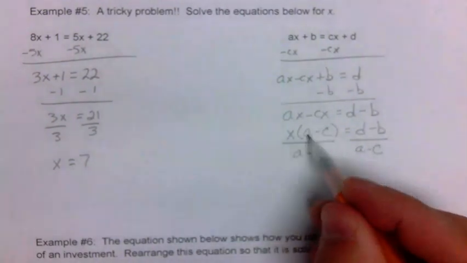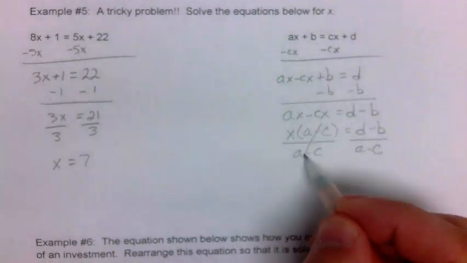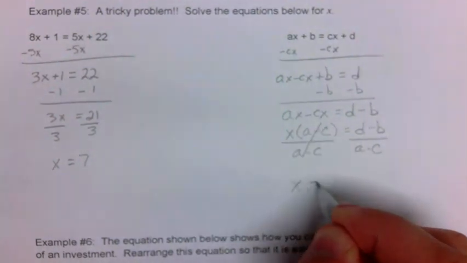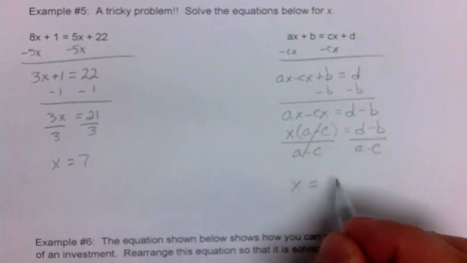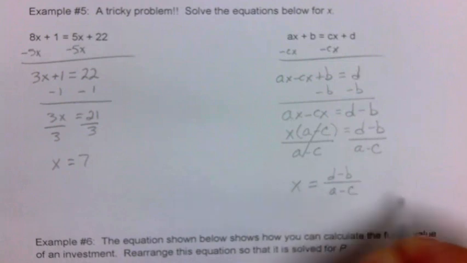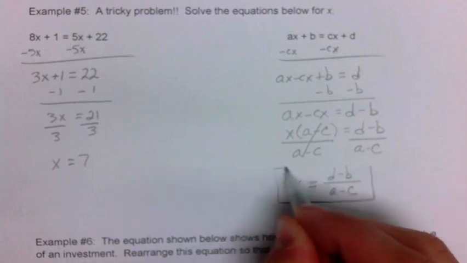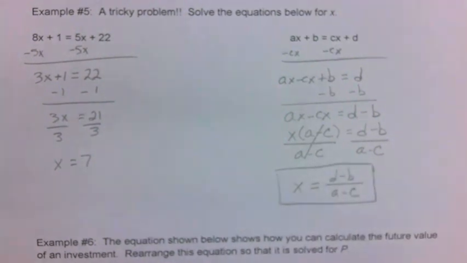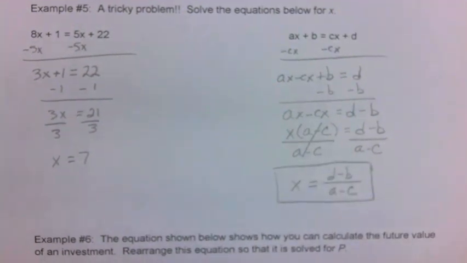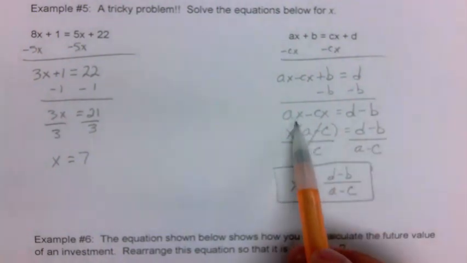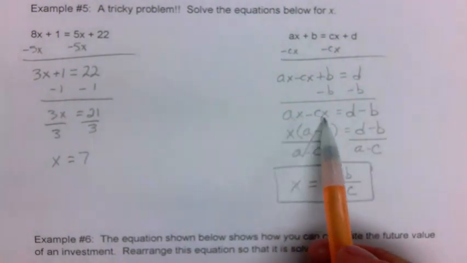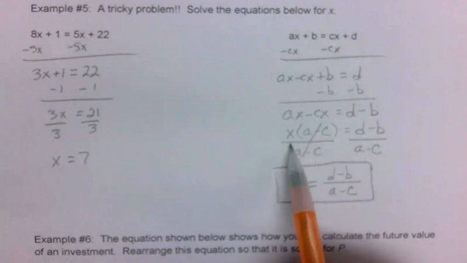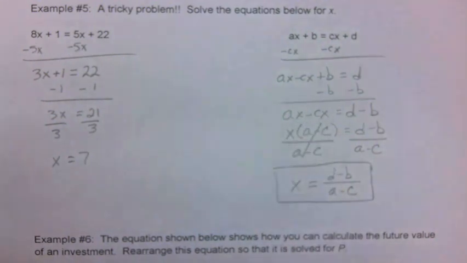All right. This a minus c with this a minus c, they simplify to make 1, leaving you with just x. And it equals, on the right-hand side, d minus b in the numerator divided by a minus c in the denominator. And we have just solved for x in terms of the variables a, b, c, and d. So keep in mind that when a variable shows up in each part of an expression, you can factor that variable out in order to make it show up just once. Ax minus cx is the same as x times a minus c.